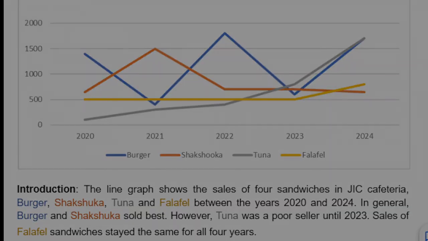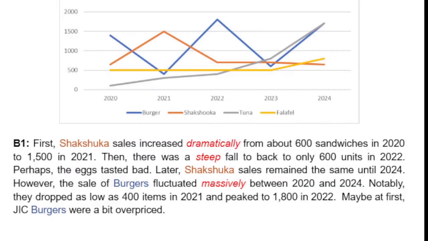Let's see how we write those. And you can see here I've made the graph a little bit smaller for you to read the first body paragraph. And in it you can see we speak about shakshuka and we later speak about burgers. But let's, in the first sentence, describe this increase from 2020 to 2021.